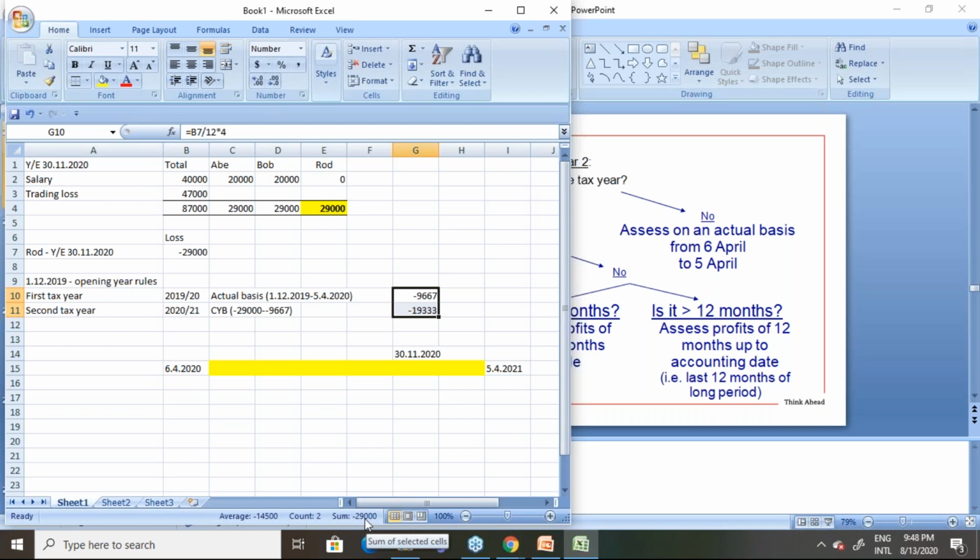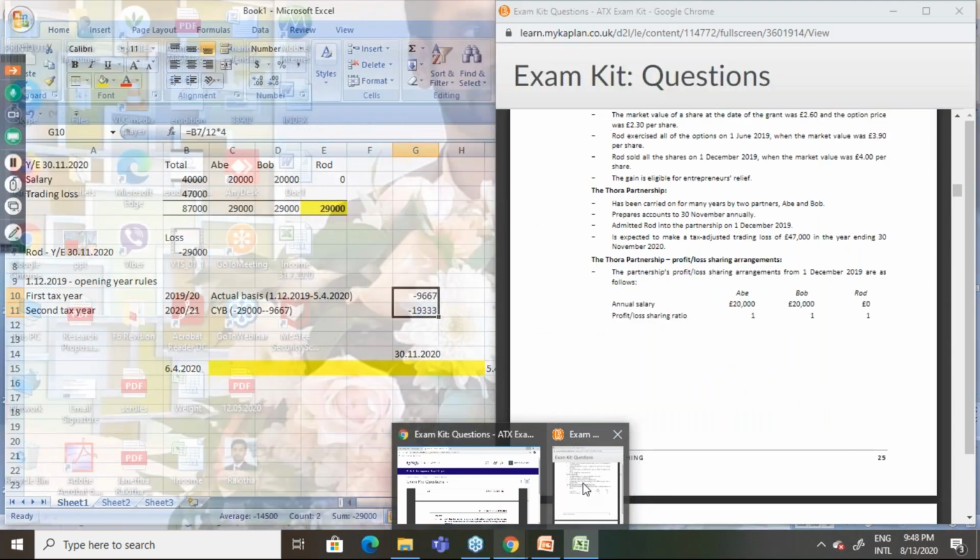In total, it's 29,000, out of which for the first tax year, you have a loss of 9,667. And for 2021, you have a loss of 19,333. Okay. Now let's look at the question. So we have identified the losses.